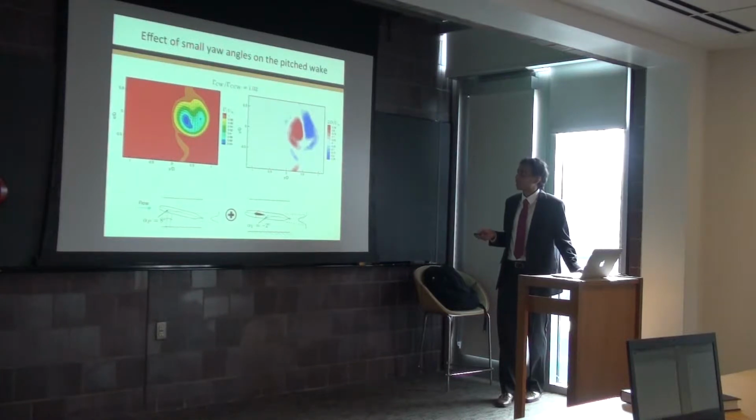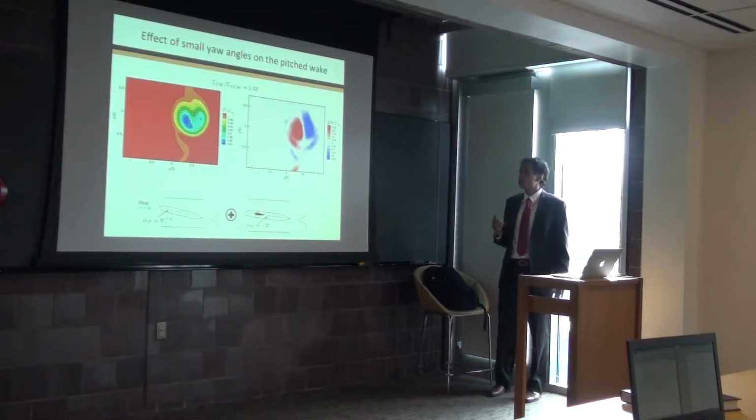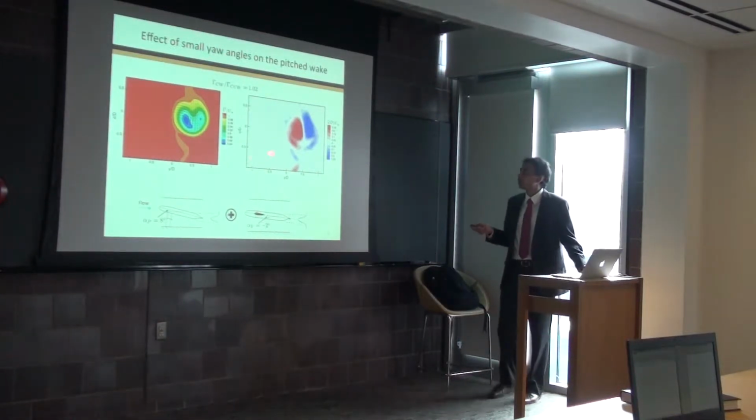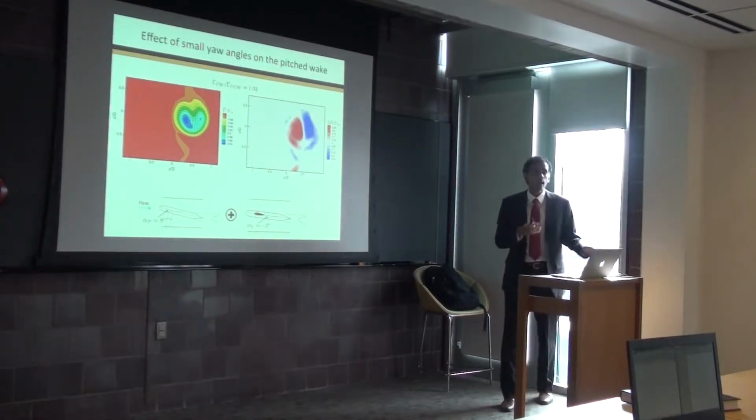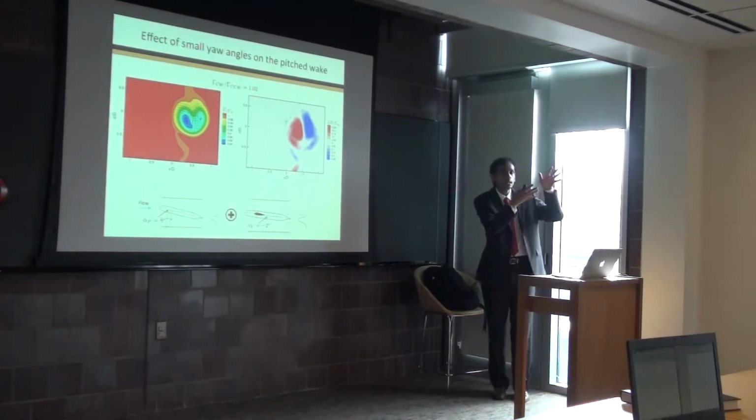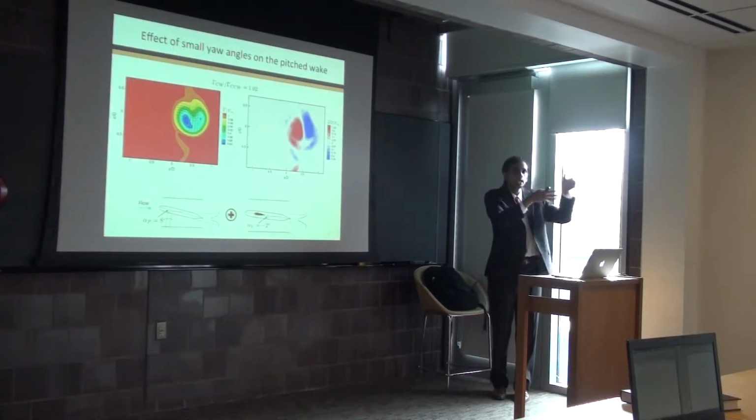If we exaggerate that a little further, this is now more, I would say, than a small perturbation to the flow: a yaw angle of 2 degrees. We see that even though the contour suggests that the strength is similar, this wake is rather different from the baseline case. What this yaw is doing is essentially rotating this wake from left to right.